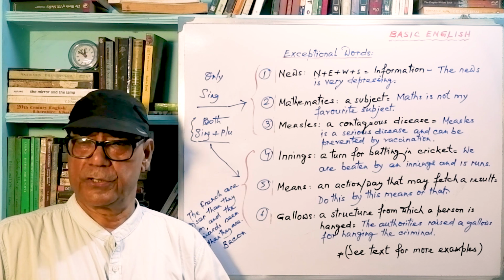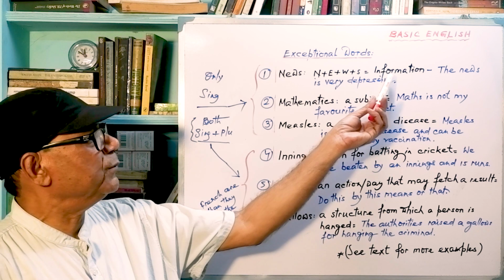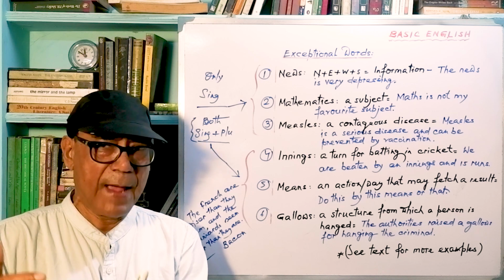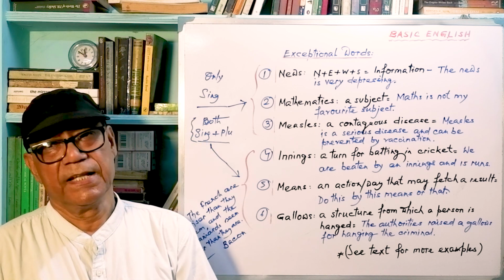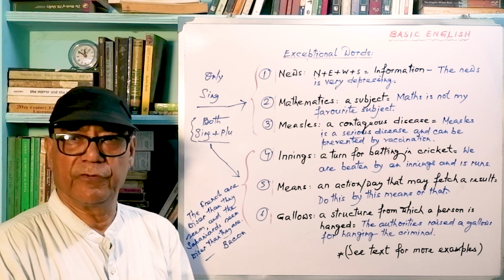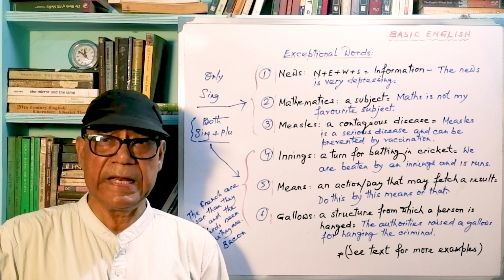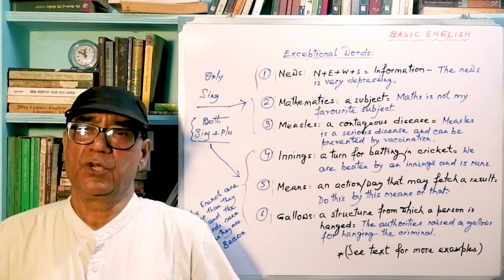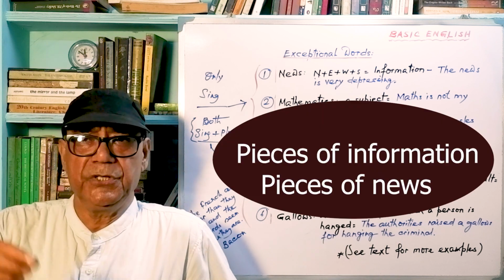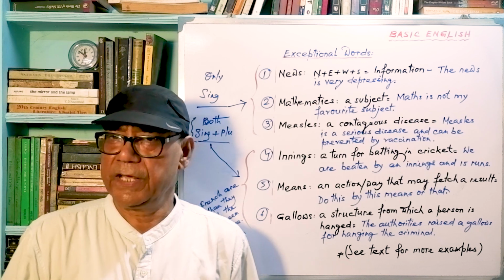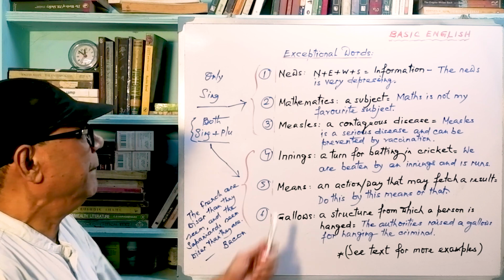There are other words also like this. For example, information. You cannot say informations. If you have to use it in the plural sense, then you have to say pieces of information, pieces of news. You don't say newses. You don't say informations. You have to use pieces of news or pieces of information.